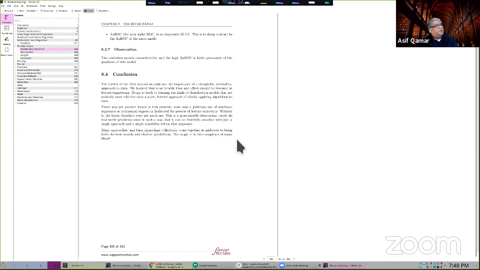Rarely do real-world problems come in such a way that they can be fruitfully attacked with just a single approach and a single algorithm within that approach. Many approaches and their algorithms collectively come together as midwives to bring forth the best model and effective predictions. The magic is in this conspiracy of many ideas.